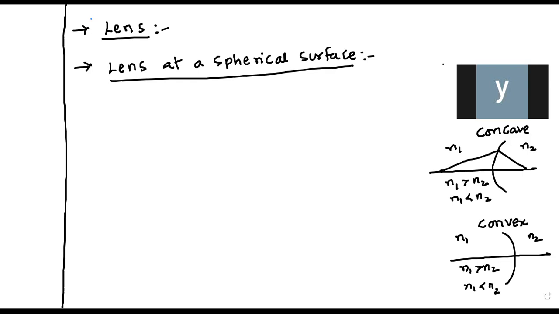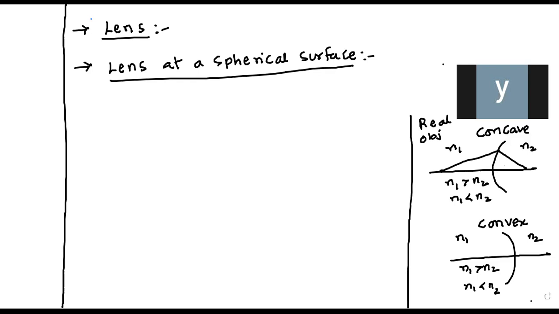The object is in front of the surface, in front of the spherical surface. Now suppose I can also have the object behind the spherical surface. Again, n1 greater than n2 and n1 less than n2 for concave. In front of the spherical surface, we can call it a real object. Similarly, we can have a virtual object.